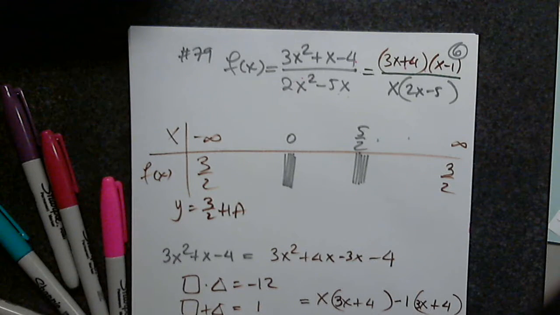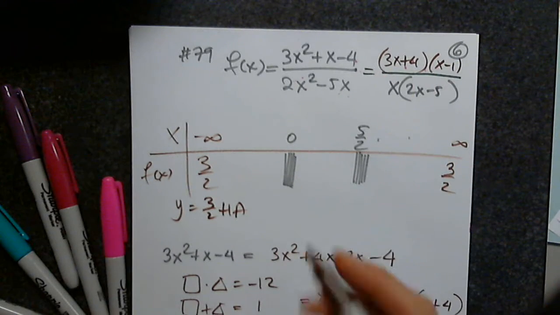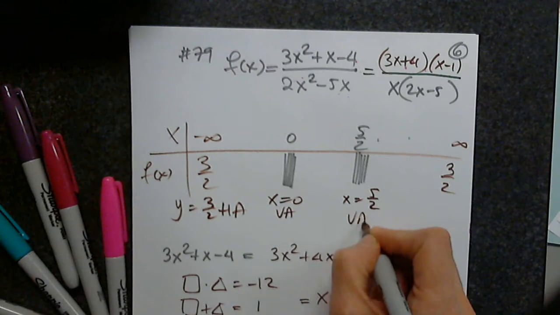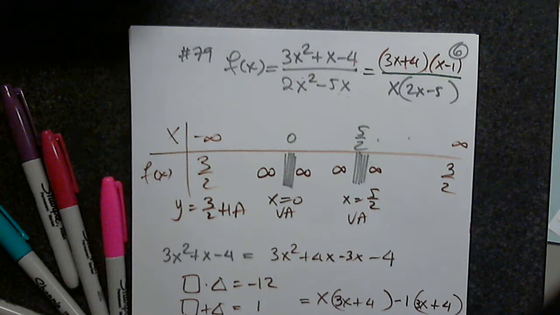And now I'm asking myself again, are these two vertical asymptotes, one of them holding the graph, or both of them holding the graph? Both of them vertical asymptotes, because they do not go away with any factor from the top. So now I will write x equals 0 VA, x equals 5/2 VA. I would put my infinities left and right and wait till I find the sign of those infinities.